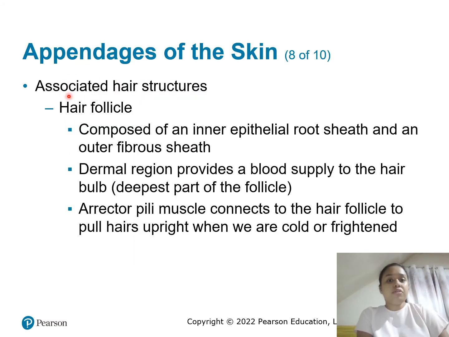Now, what are your other associated hair structures? You have your hair follicles, we've said earlier. The hair follicle is composed of an inner epithelial root sheath and an outer fibrous sheath. The dermal region provides blood supply to the hair bulb because remember the dermis has the blood supply. And then the erector pili muscle connects to the hair follicle to pull hairs upright when you are cold or frightened.